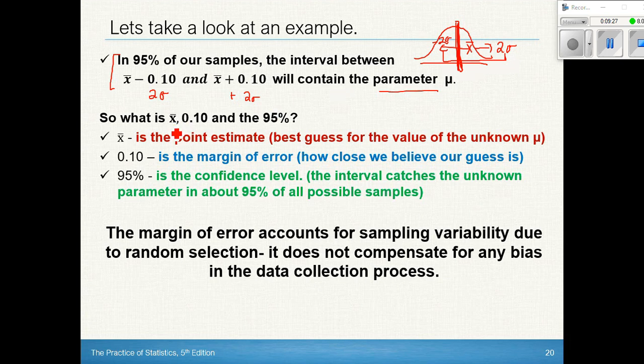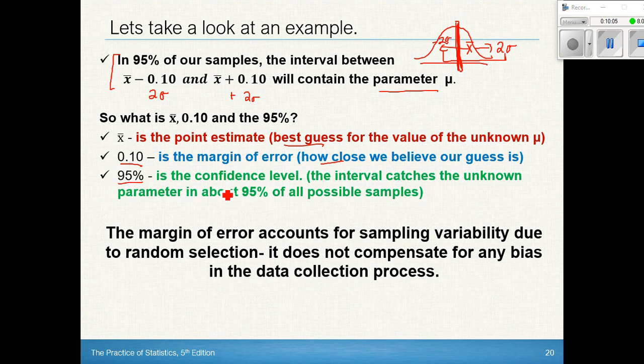So what exactly is X bar, 0.1, and the 95%? Well, X bar is your point estimate. It's your point estimate because it's an estimate of what the population mean possibly is. It's our best guess because we took it from a sample. 0.10 is our margin of error. Our margin of error just means, hey, we know we got this answer, but our answer could be a little bit too low or a little bit too high. It's basically how close we believe our guess is. If you have a small margin of error, you think your sample is really close to the true population. Large margin of error, really far away from the true population.